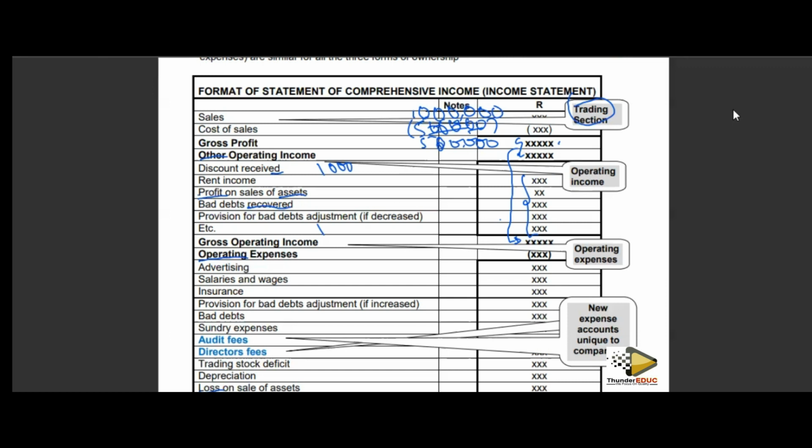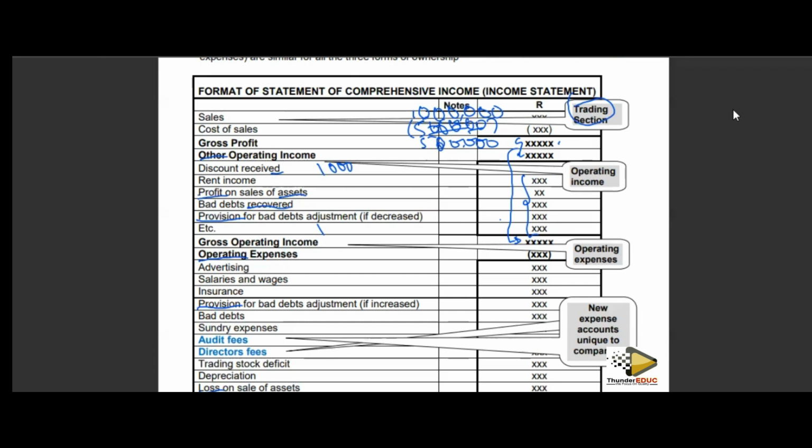So if the business puts money aside, if we increase this bad debt provision, then it means it's an expense to us. But if the provision is decreased, I want you to take note of this word, please. Provision. A provision is like putting an allowance to say, okay, we expect this. Let's put this figure aside.